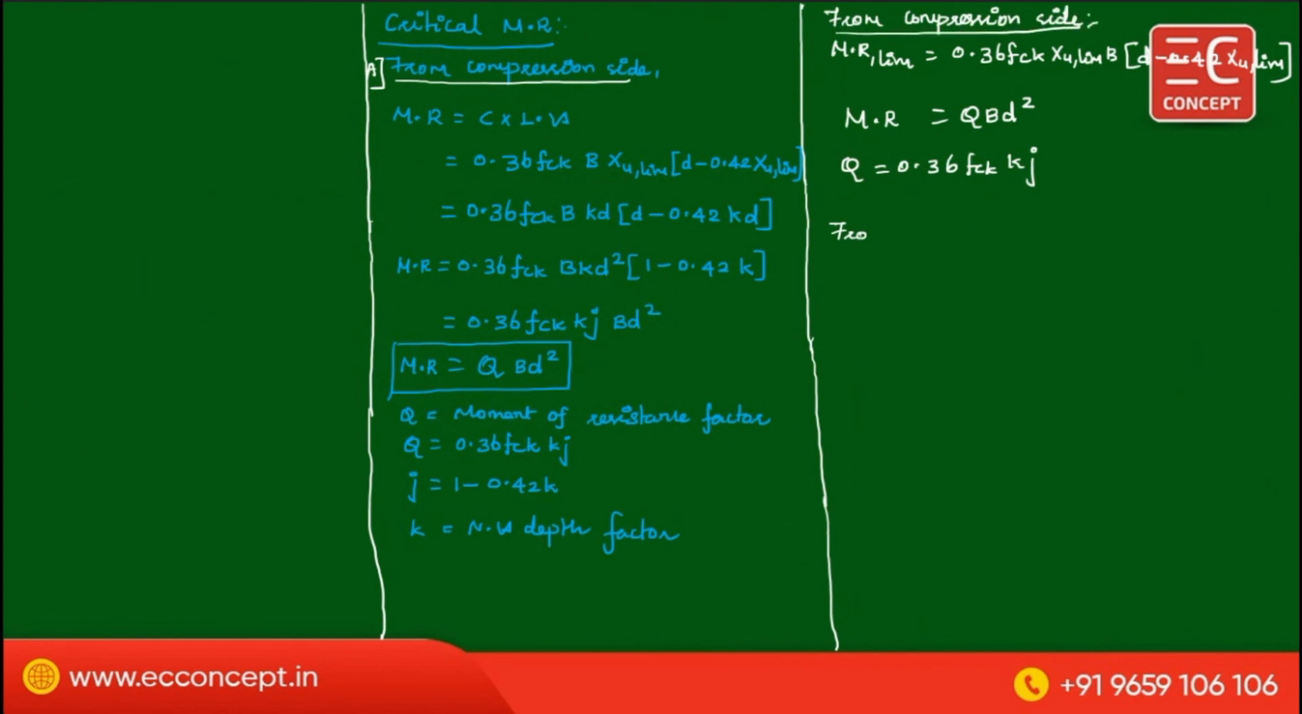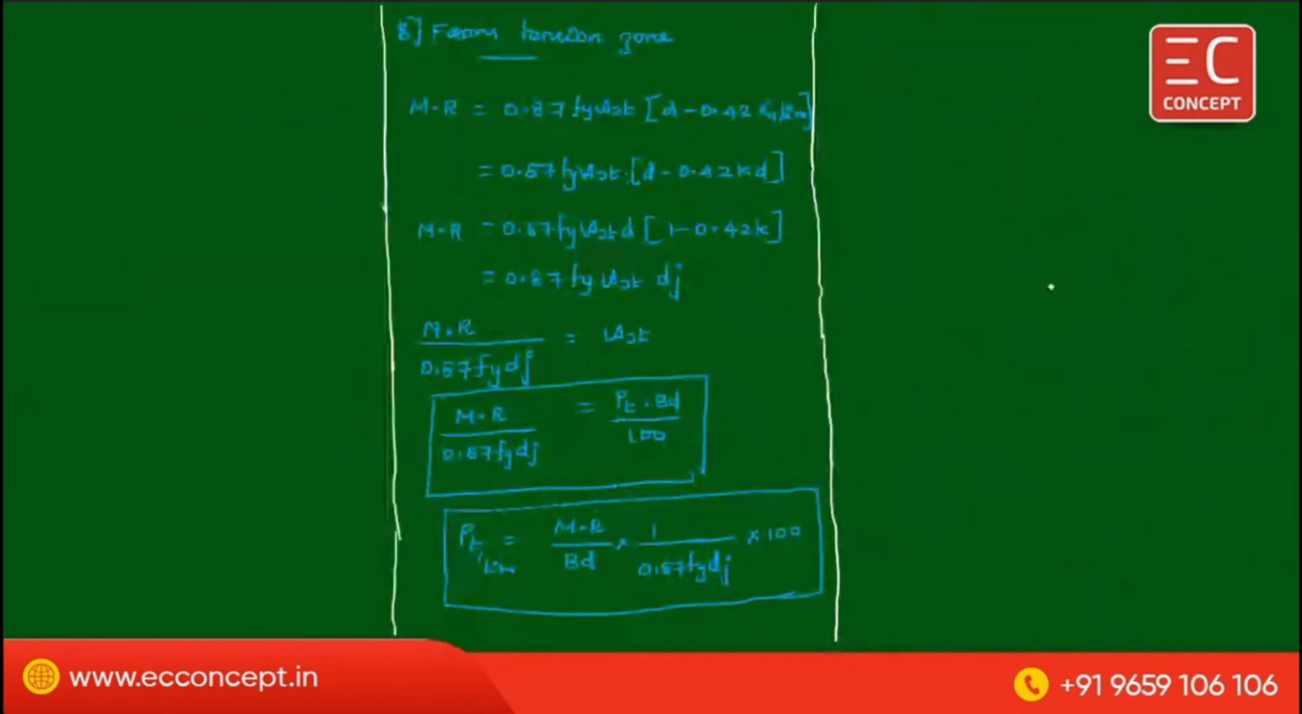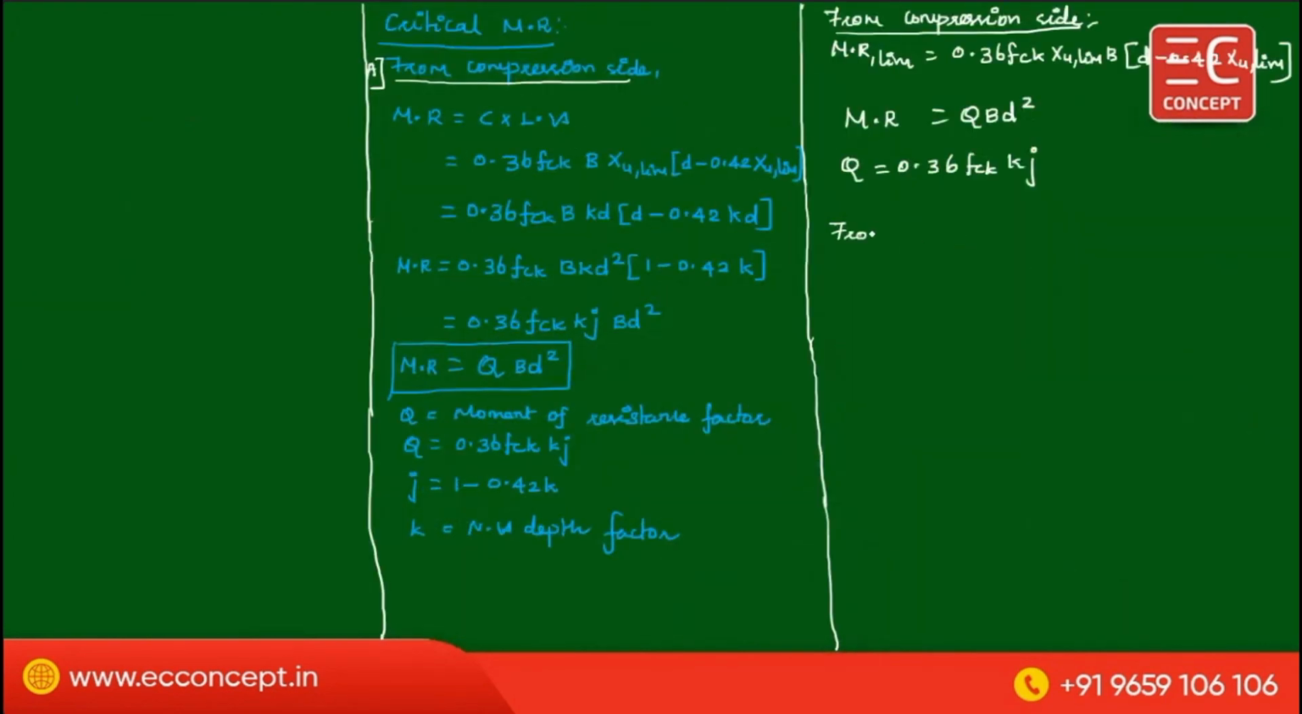If you take moment from compression side, see, compression side means what? This force into this much distance up to T. Then from tension, if you take from tension side, then what is moment of resistance? MR is equal to T into lever arm. So we know that here T is equal to what? FST and AST. And lever arm D minus 0.42 XU, actual XU.